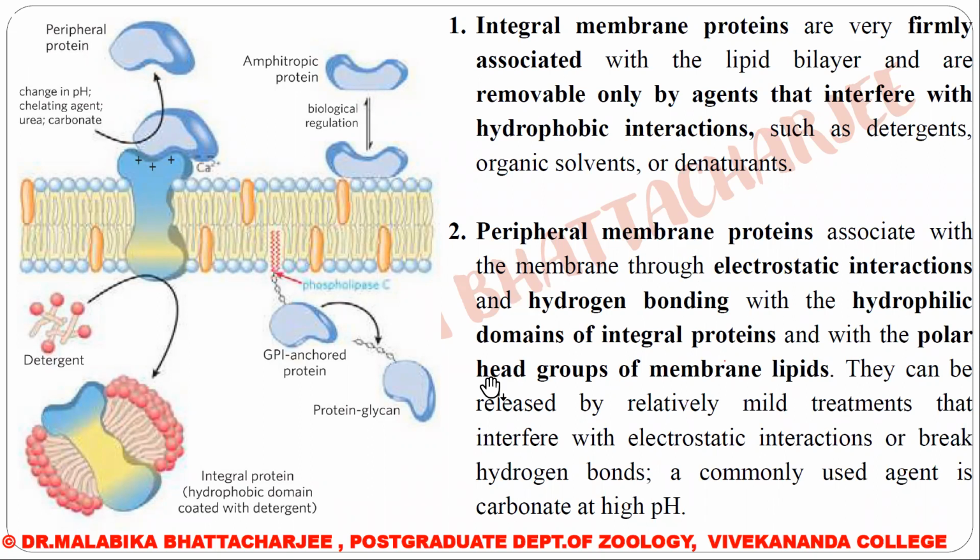But peripheral proteins, as you can see, are associated either with the external half or the internal half. These proteins associate with the outer leaflet or the inner leaflet via electrostatic interactions and hydrogen bonding. They can be released easily from the membrane by mild treatments that interfere with electrostatic interactions or break hydrogen bonds. Simply, if we change the pH, the change in pH often results in the release of the peripheral proteins.